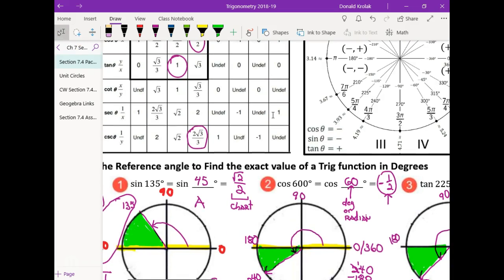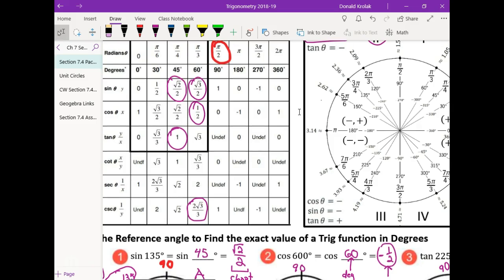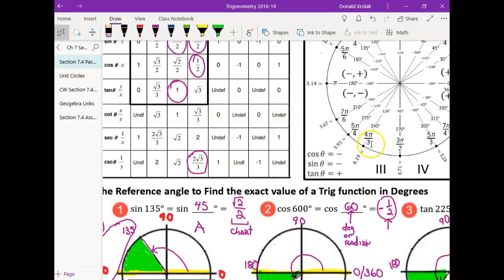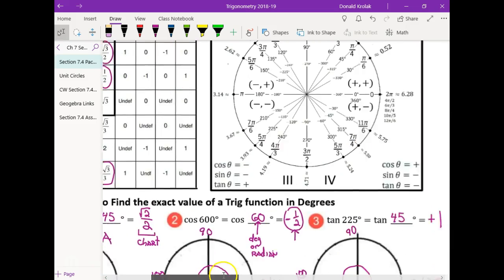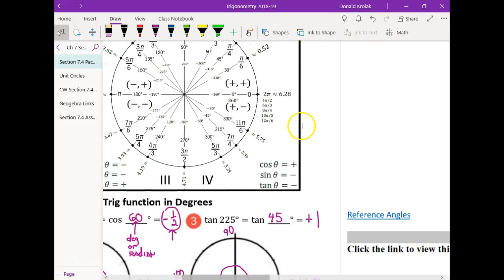Okay, positive or negative? Anthony. Yes, sir. Cosecant. We're in quadrant 4. Is cosecant positive or negative? So which one of these is it associated with? Okay, which one of these three functions is it the reciprocal of? Is the cosecant associated with cosine, with sine, or with tangent?